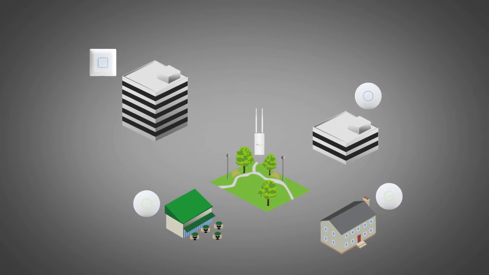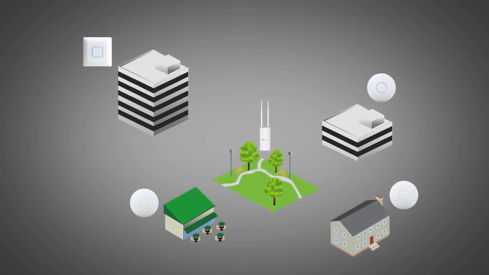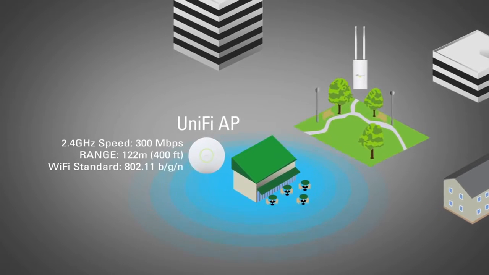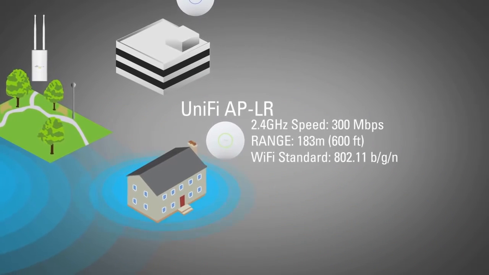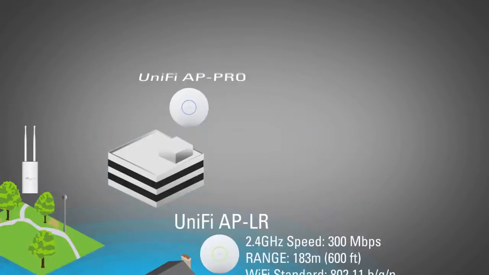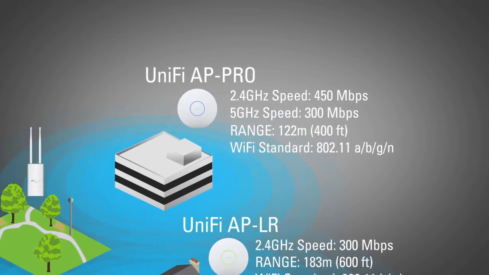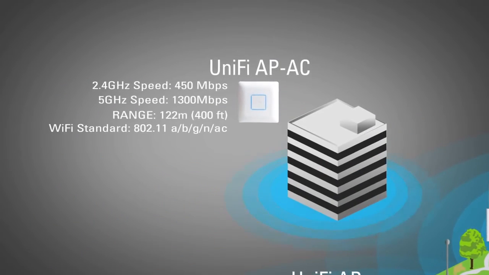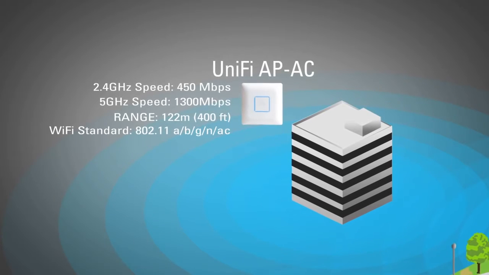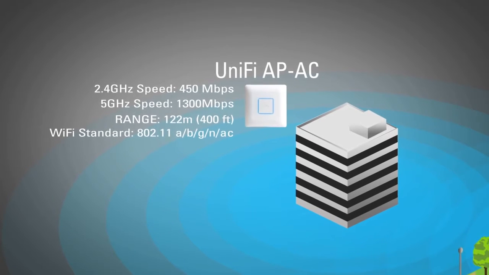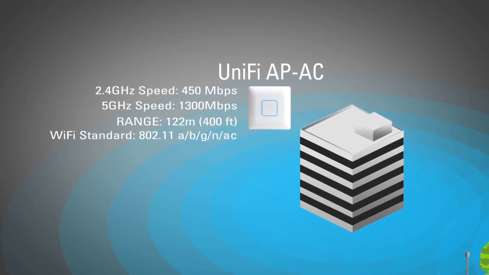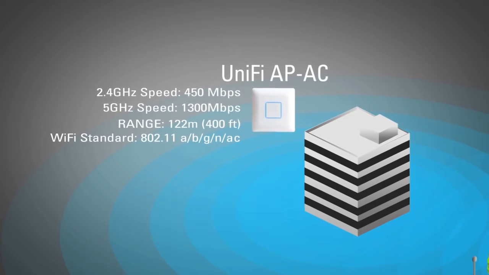Now that you know how the software works, let's go through the current UniFi access point solutions we provide. For indoor solutions, we offer a standard 2.4 GHz UniFi AP. For more coverage, you can go with our AP long range. For more dense deployments, we offer the dual band AP Pro. And for ultimate performance, we offer the 802.11 AC AP, which provides up to 1,750 megabits per second capacity from the 2.4 and 5 GHz radios combined.